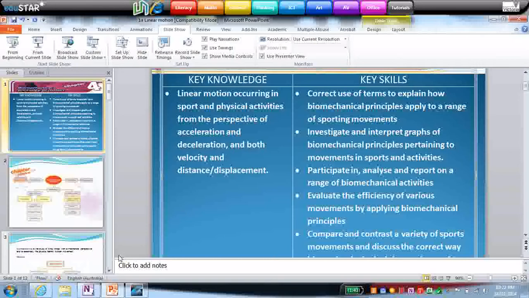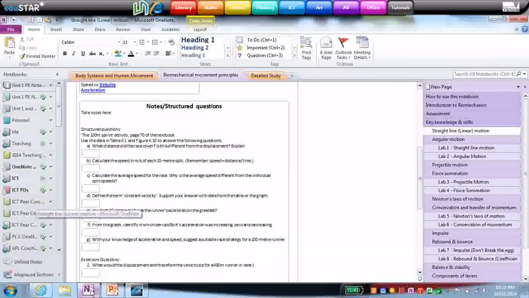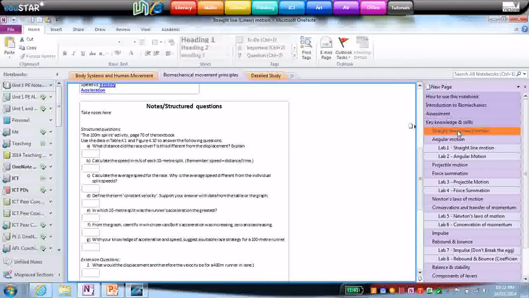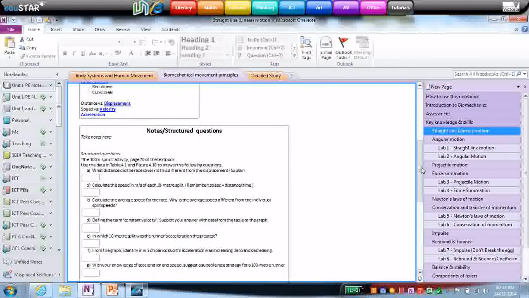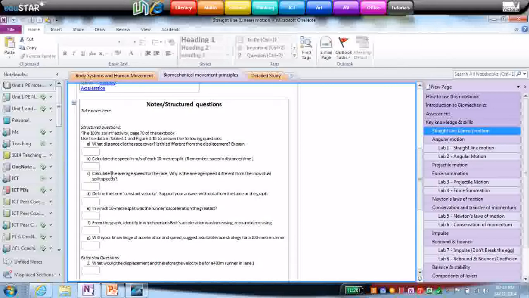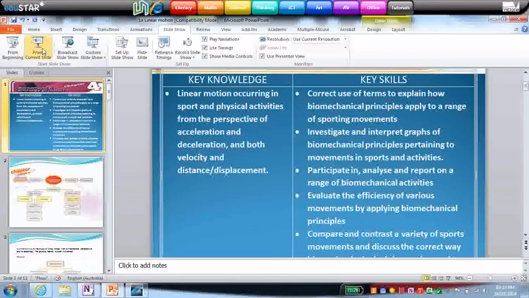Just before we get started, I just want to highlight something in the PE notebook. If you open up your Unit 1 PE notebook, at the top on the right hand side, we've got the biomechanical movement principles tab, and we're looking at the straight line linear motion page, and you've got some resources there. If you scroll down, there are some structured questions which we'll get to a little bit later on. If you want to take any notes while this presentation is going on, just insert your notes into this spot right here where it says take notes here. So we'll get started.